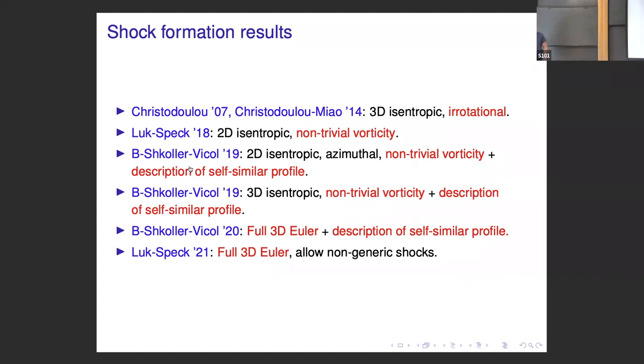So which of these things are stable? They're all proving stability in some sense. So the first result is stable within the class of irrotational solutions. This one is just stable. This one is stable within the class of azimuthal solutions. This one is just stable.